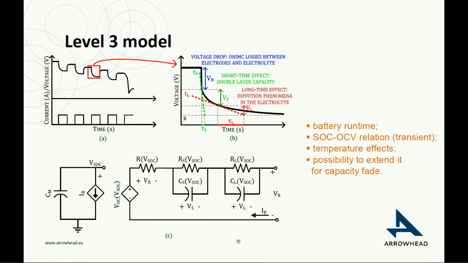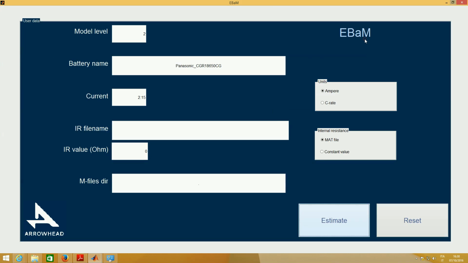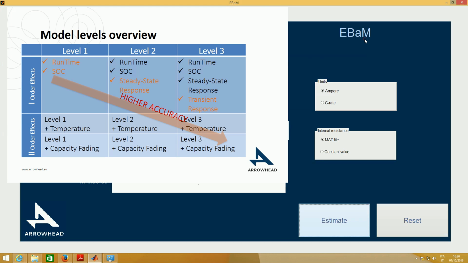Level 3 is the highest level of modeling, as it describes the transient response of a battery other than all the other characteristics already previously described. In this case, the modeling is still based on the equivalent electrical circuit. 2 RC groups model the long and short time effects, respectively, of the transient response. These models have been integrated into a tool, EBaM, for the estimation of battery performance after considering the characteristics provided by the manufacturer.